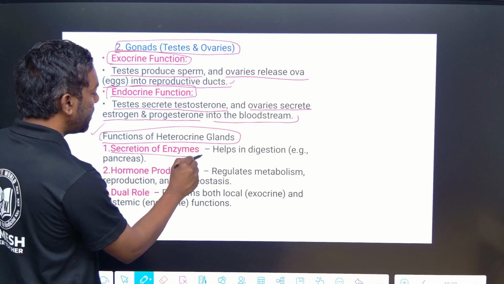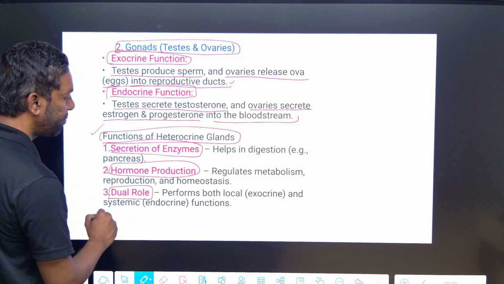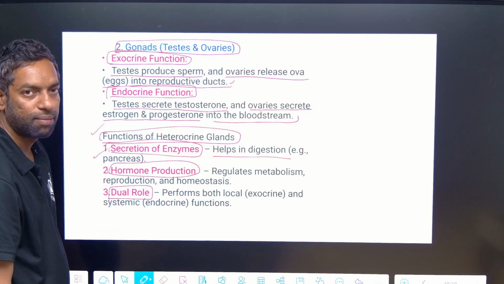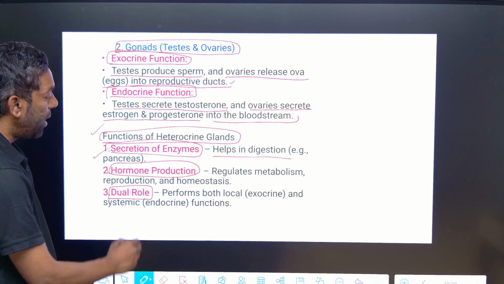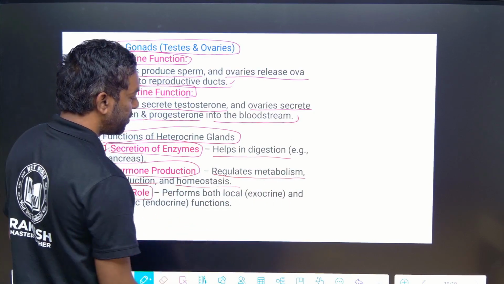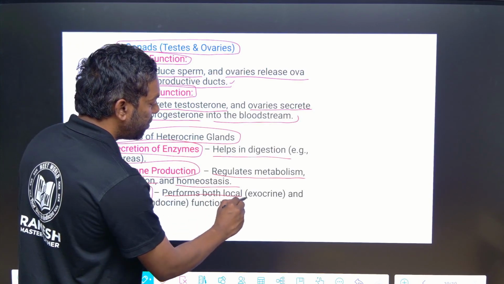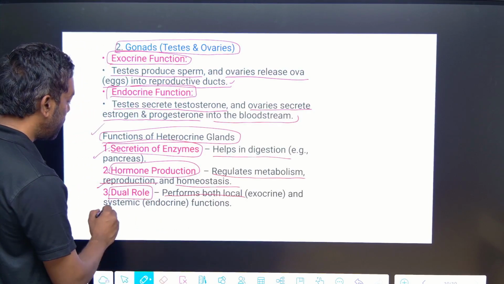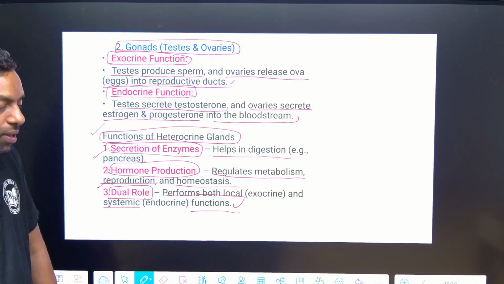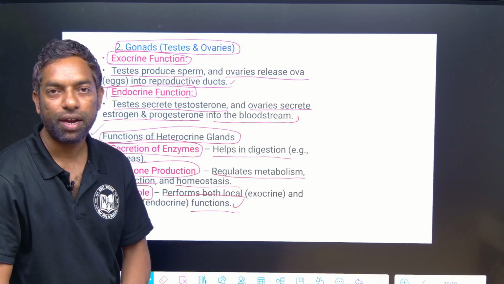Heterocrine glands can secrete enzymes and hormones, a dual role. Enzymes help digestion, as in the pancreas. Hormones regulate metabolism, reproduction and homeostasis. And in the dual role, they perform both local exocrine and systemic endocrine functions. This is all about glandular epithelium.